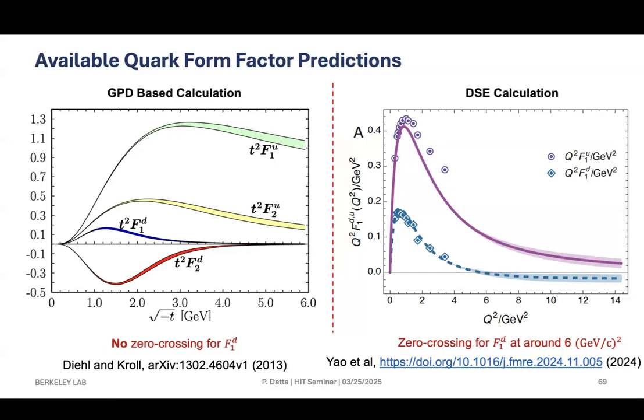But we got some calculation. There is a very recent paper by Craig Roberts and collaborators, based on Dyson-Swinger equation calculations, and they predict the zero crossing of F1D around 6 GeV squared or something like that. So there's still a lack of understanding, and we need to better understand which one is right.